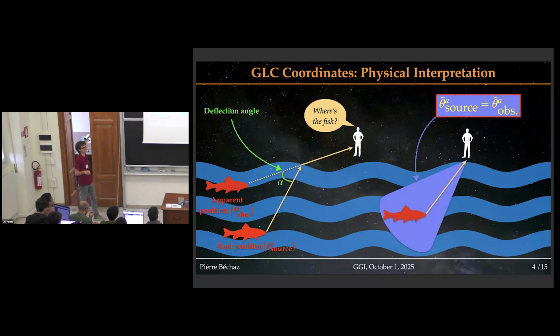So in this gauge in particular, if you use GLC coordinates, all the effects of distortions are already incorporated into the geometrical formalism you are using. And the key property of this gauge is that the angles at the source, so the real angles occupied in the sky by not the fish but the star, will be exactly the same as the angles that you observe, your observational angles.